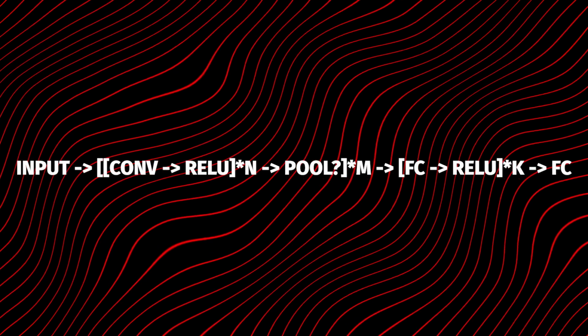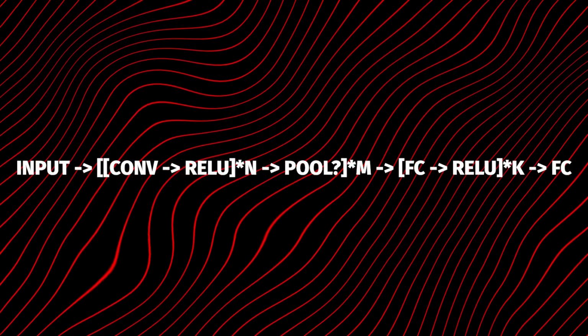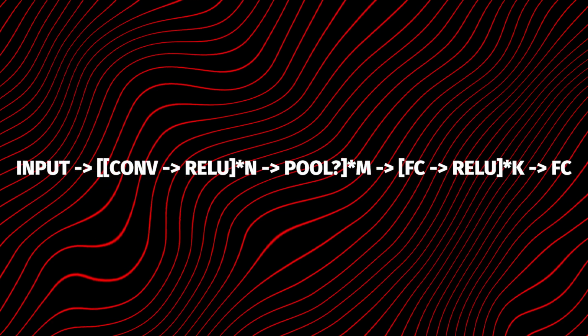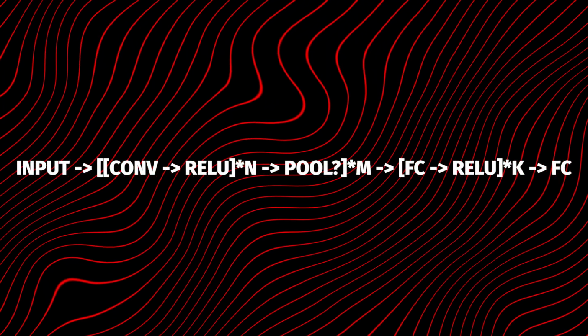Now, let's talk about ConvNet architectures. ConvNets typically consist of three main layer types: convolutional, or conv, pooling, or pool, and fully connected, or FC layers. These layers are stacked together to form a complete ConvNet. ConvNet architectures usually follow this pattern, where n is the number of conv to ReLU layers before an optional pool layer, m is the number of such groups, and k is the number of FC to ReLU layers.